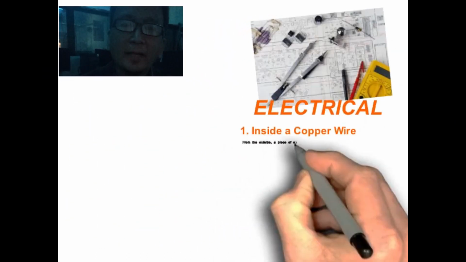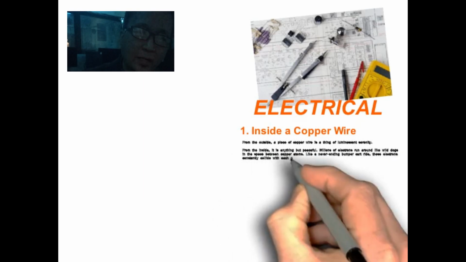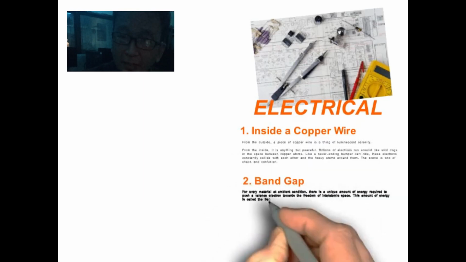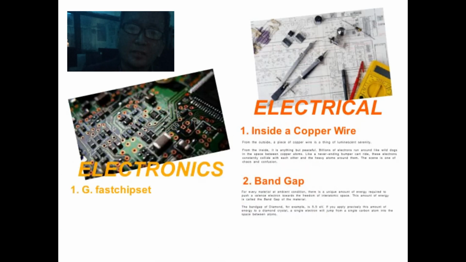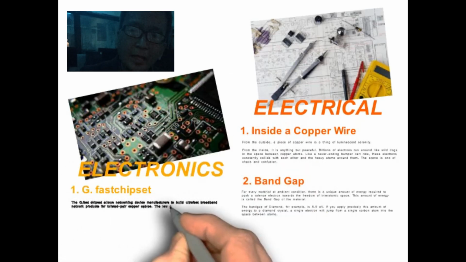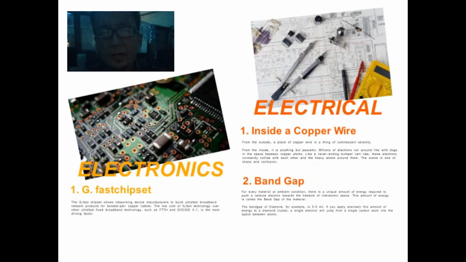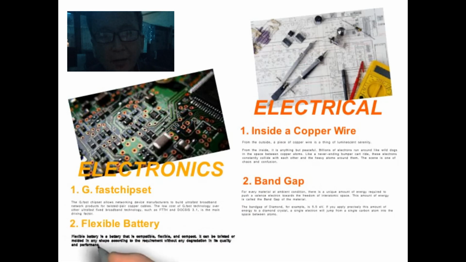Now, after we took the first set of problems, we are now going to the main topic, which is related to advanced materials of electrical and electronics in different categories such as properties, applications, designs, and processes. In properties for electrical, we have the copper wire and band gap. For electronics, 5G, fast chipset and flexible battery.